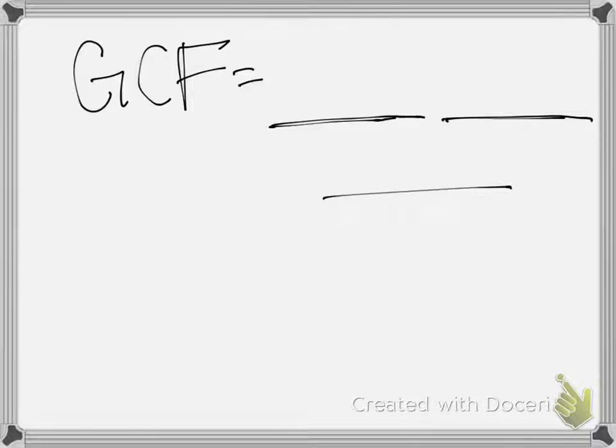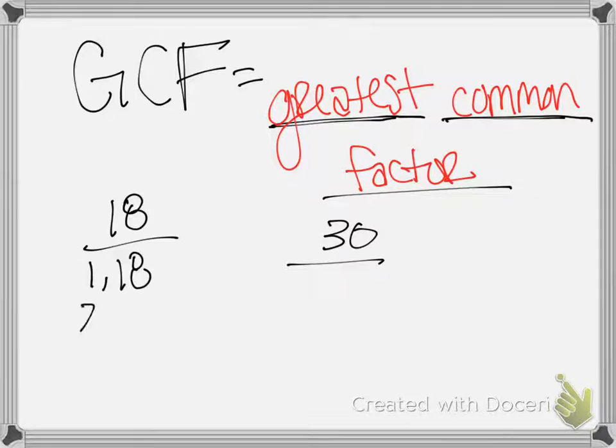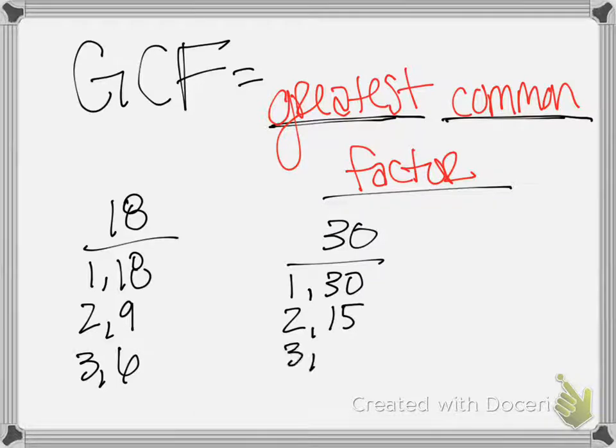Today we're learning about something that you should have already touched on in middle school called GCF, or greatest common factor. And when I'm looking for the greatest common factor, I'm essentially going to list out all the factors, all the numbers that divide 18. So 1 and 18, 2 and 9, 3 and 6, all those numbers divide 18 evenly. Same thing with 30. 1 and 30, 2 and 15, 3 and 10, 5 and 6. All of those numbers can divide my original number, or are factors of.